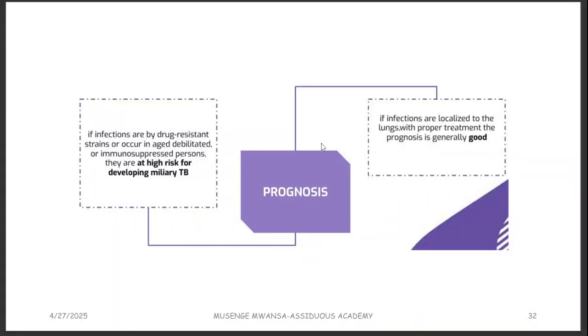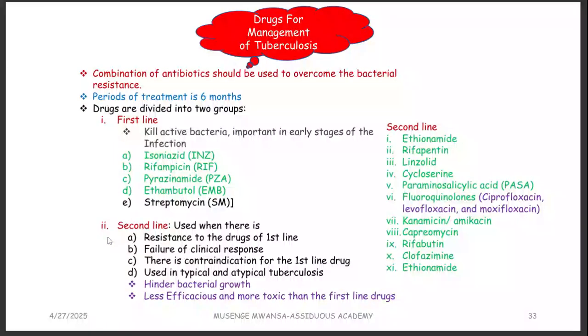So the prognosis of TB is good if the infection is localized to the lungs and there is proper treatment. But the prognosis after treatment, is someone going to recover well? It is very bad, especially if the infection is by drug resistant strains, or it occurs in aged, debilitated, or immunosuppressed persons. So it becomes very bad.